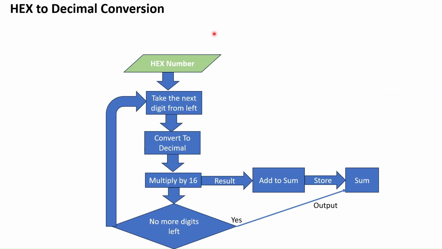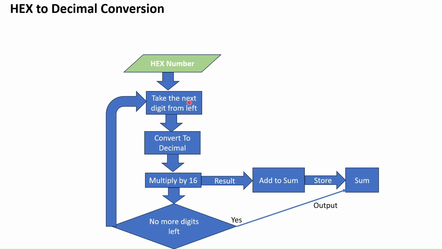Now we saw earlier how to convert binary into hexadecimal and also decimal into hexadecimal. Now we'll see the reverse process. If you have hexadecimal, how to convert it into a decimal number again. So here you will have a hexa number, and the hexa number will be in text form, right?